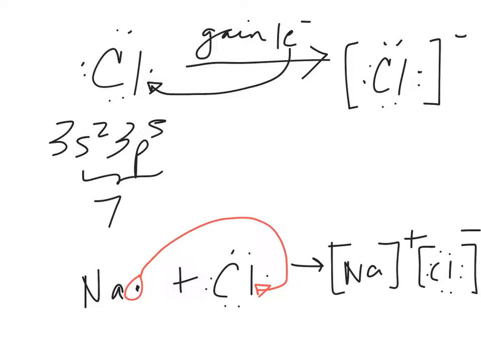So when you draw the Lewis dot model for ionic compounds, you pretty much just draw the Lewis dot model for the cation and the anion, and you show them next to each other with their respective charges. So we'll practice that some more in class.